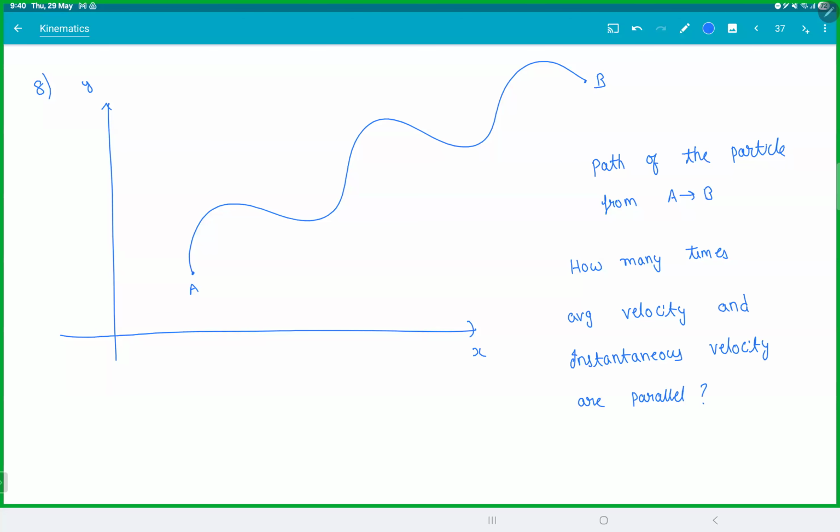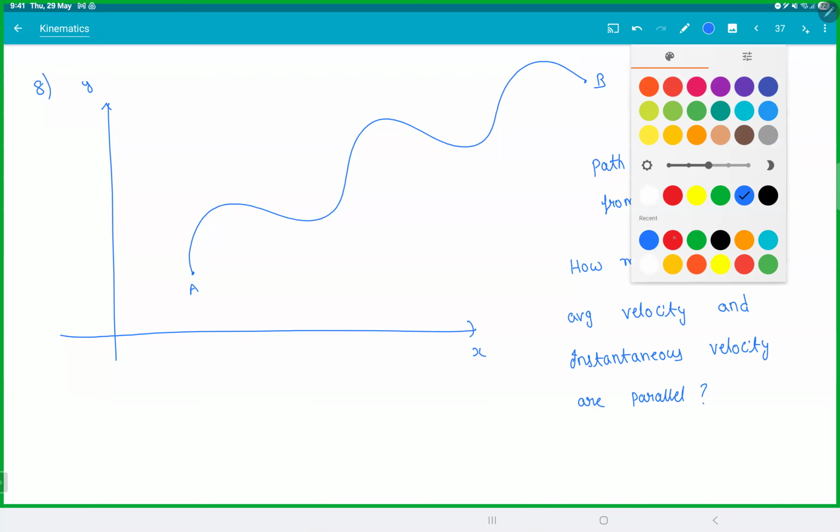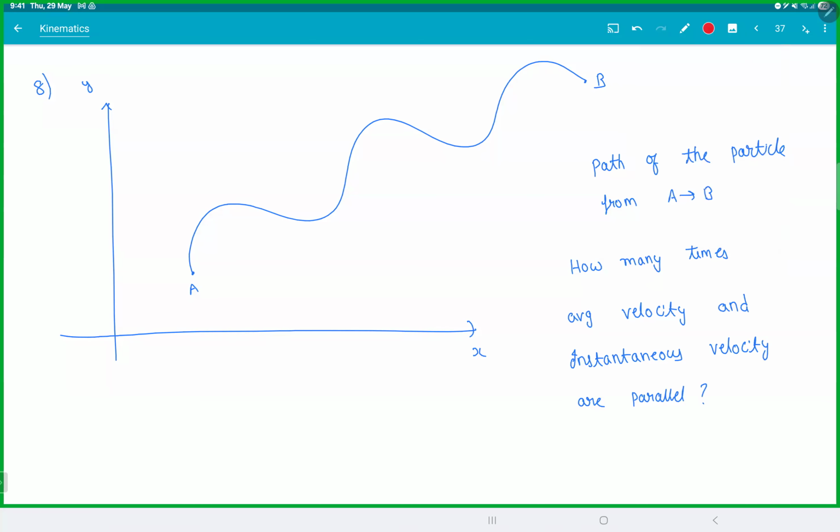That's it. That's the question. This would be a pretty nice mains level question. A particle is going on some random curve like this. It's given this curve A to B. How many times the particle's average velocity and the instantaneous velocity are parallel?